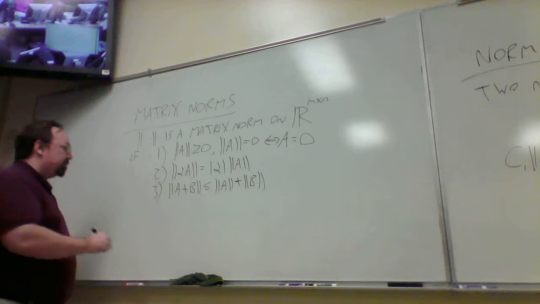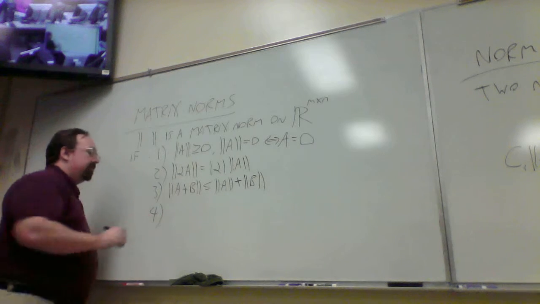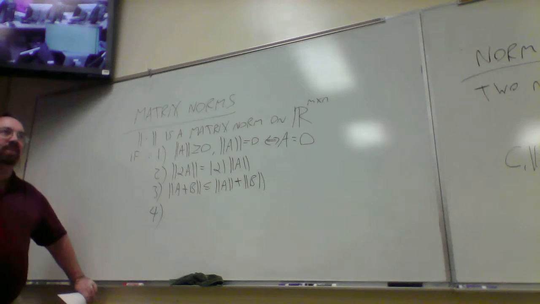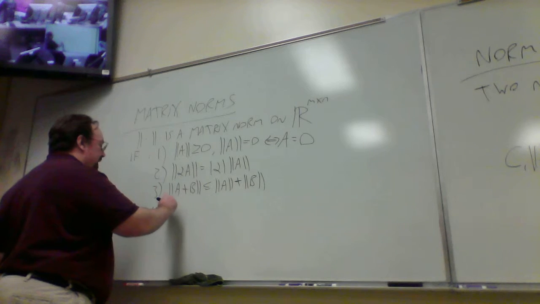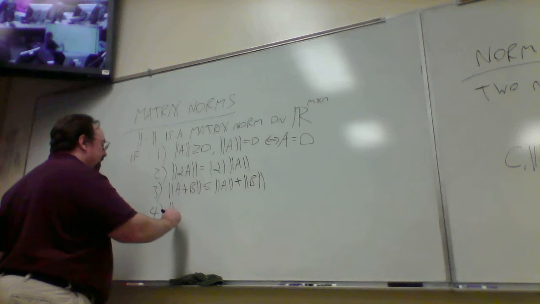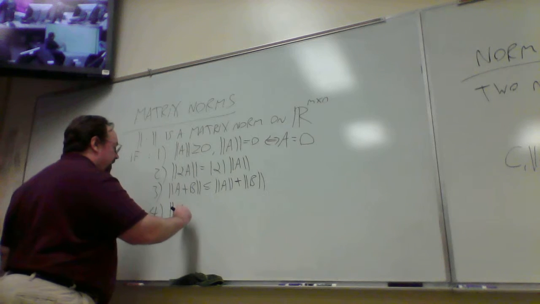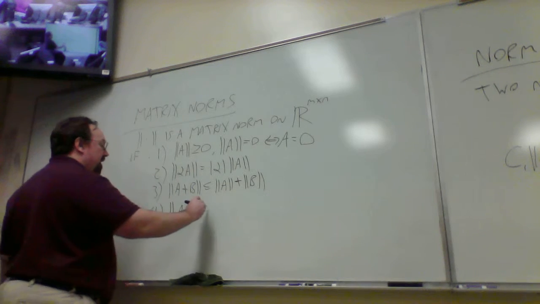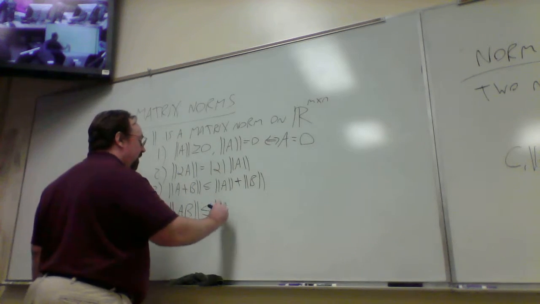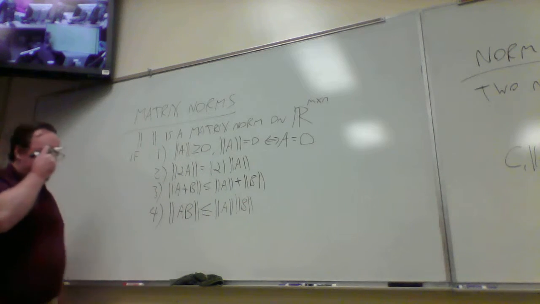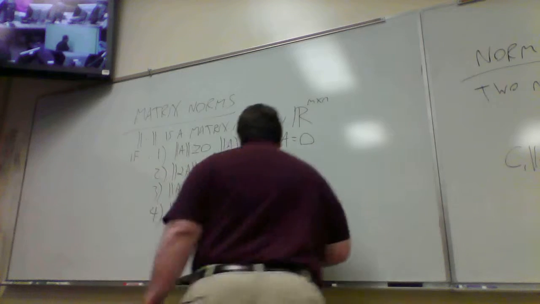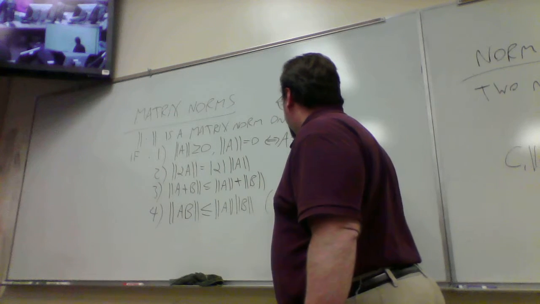And then there's another property. Not all books include this in the definition of matrix norms, but it's such an important property that we really should. If you're dealing with matrices A and B that make sense to multiply, the norm of a product is less than or equal to the product of the norms. And this is known as the submultiplicative property.